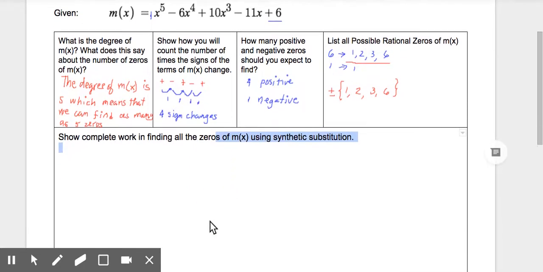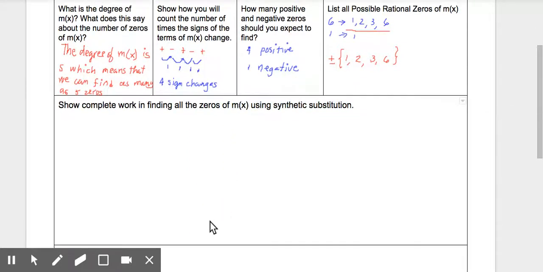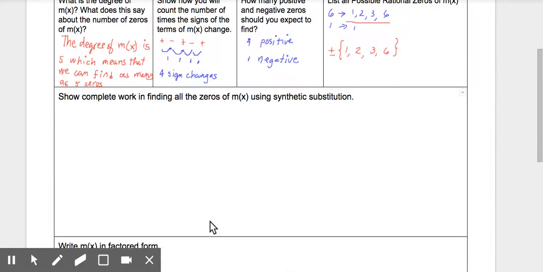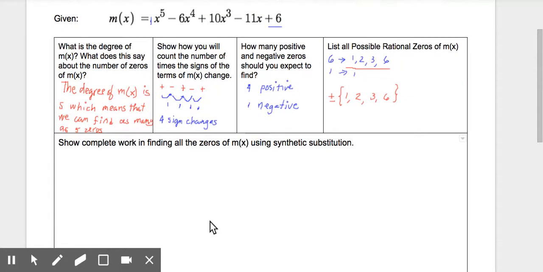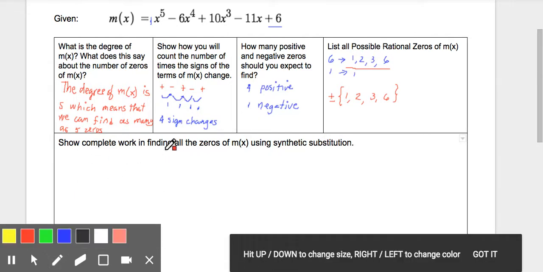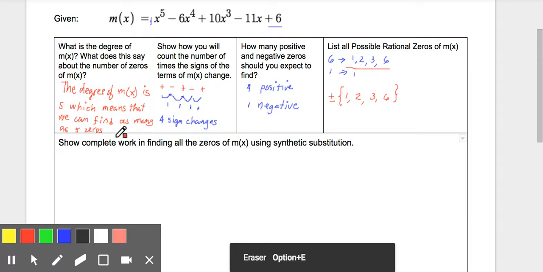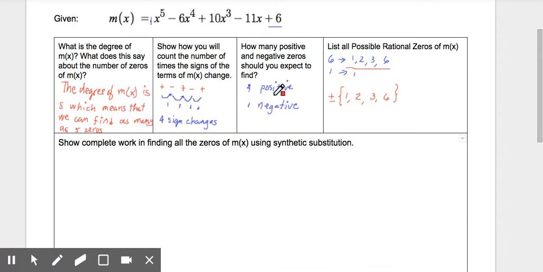Okay, so now we are asked to show complete work in finding all the zeros of m of x using synthetic substitution. So now that we know that there are 5 zeros, 4 positives and 1 negative, and we have a list of possible zeros, we can start searching for the zeros. So we're going to use synthetic substitution.